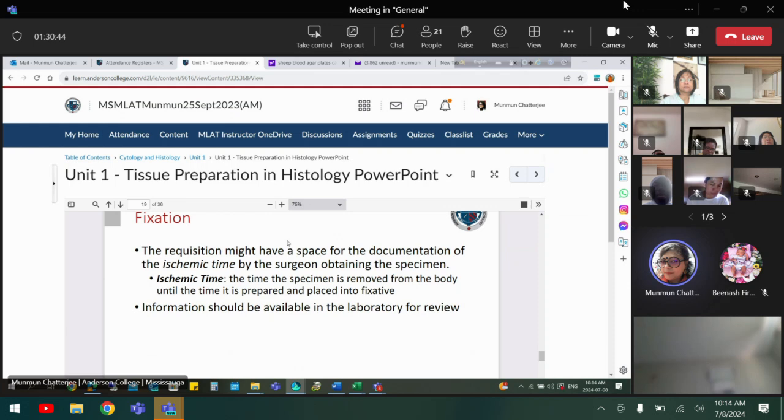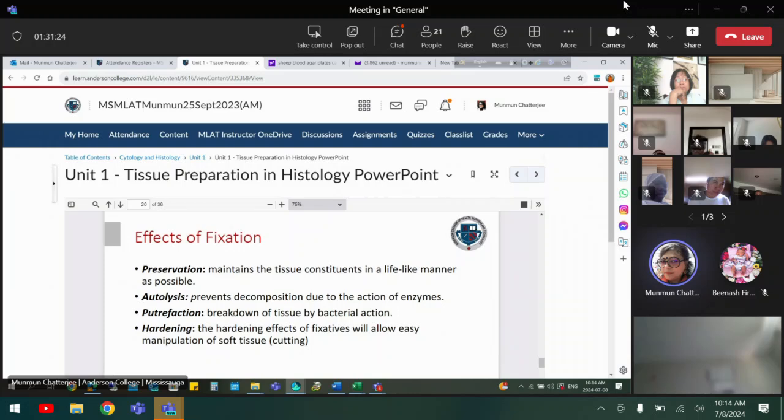Then the requisition might have space for documentation of the ischemic time by the surgeon obtaining the specimen. Ischemic time means the time from when the specimen is removed from the body until it is prepared and placed in the fixative. So that is the total timing. Because when the surgeon removes the tissue, they cannot immediately place it in fixative, right? So that is the time of the specimen until it is placed in the fixative. That is called the ischemic time. The information should be available in the laboratory for review.